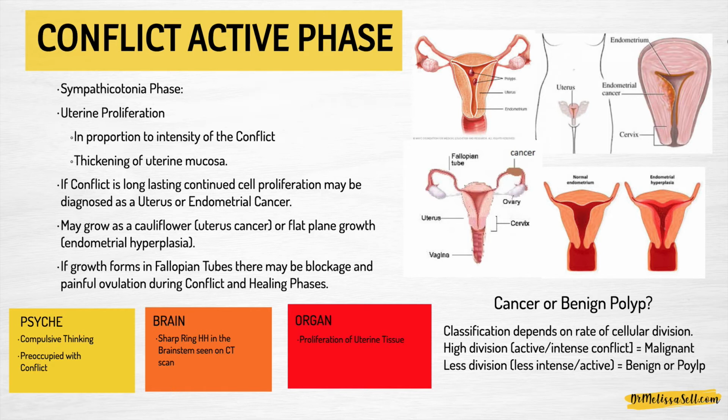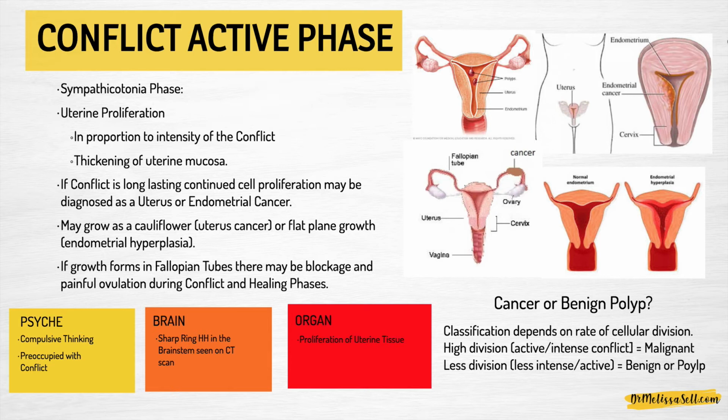Especially when it comes to, let's say you have this tested at your medical doctor and they say, oh, this is aggressive or malignant. What that means is that there's an intense active conflict going on right now. And so high division simply means that it's more active and more intense. And so the lining, that uterine mucosa, is thickening. So if the conflict is long-lasting and the cells just keep proliferating, this person may be diagnosed with a uterus or an endometrial cancer. It may either grow as a cauliflower shape as a uterus cancer or in the flat plane, and then you may get diagnosed with endometrial hyperplasia.